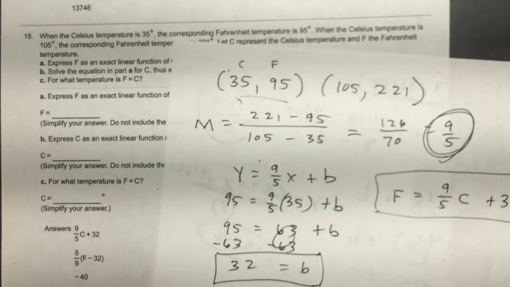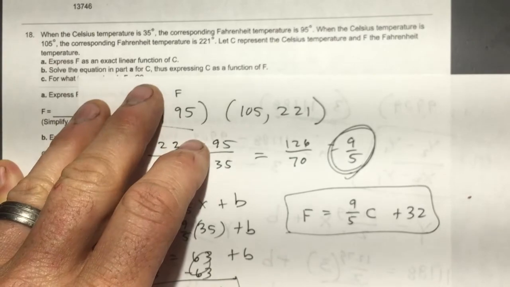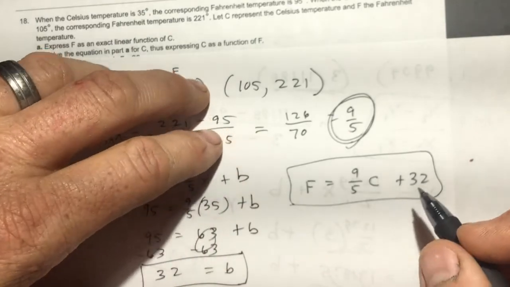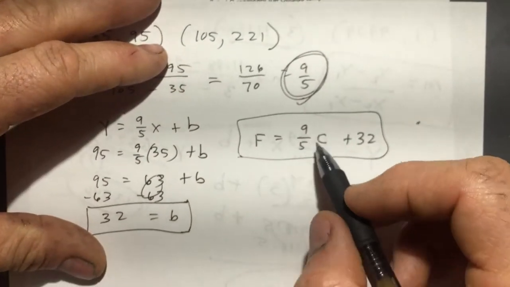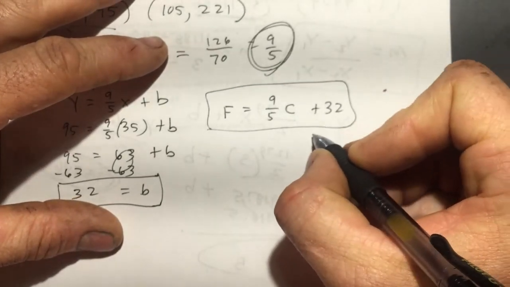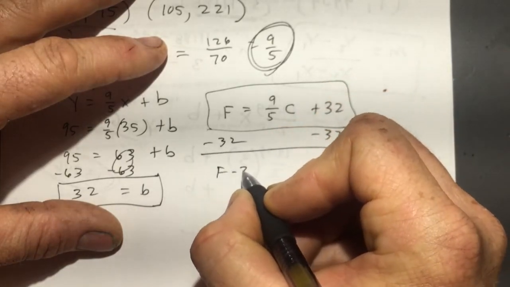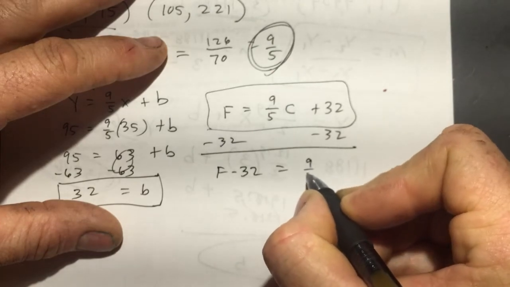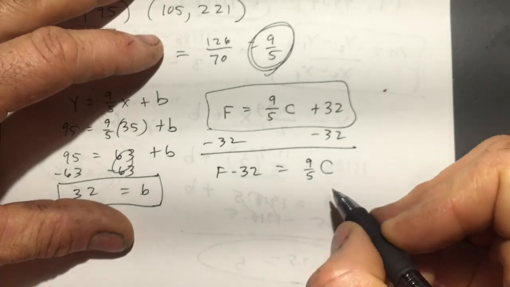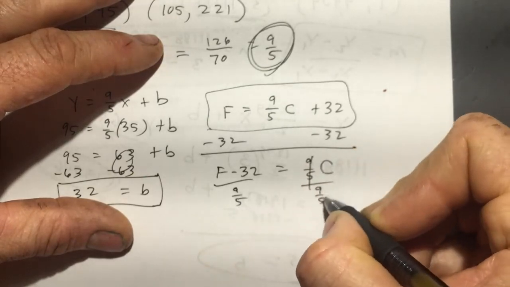Okay. Now, it says on here, solve the equation in part A for C, thus expressing C as a function of F. So we want to solve for C. So basically what I'm going to do here, I'm just going to solve for C in this equation, which means I'm going to have to minus 32 on both sides. All right, so that's F minus 32 equals 9 over 5 times C. Okay, now I need to divide both sides by 9 over 5, which makes this cancel.